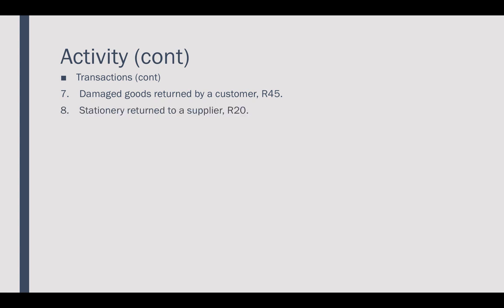Number 8, stationery returned to a supplier. If stationery is being returned, it means that your expense is actually decreasing. You have less of an expense. This double negative means that equity increases and therefore you would need to credit your stationery. At the same time, you owe the supplier less and therefore the supplier's account will be debited. Number 8 will need to go in the purchaser's returns journal.